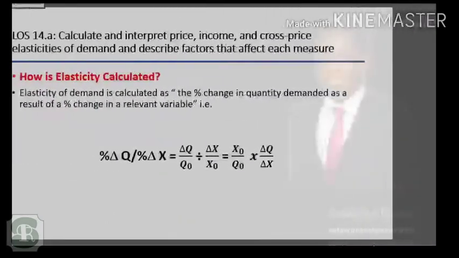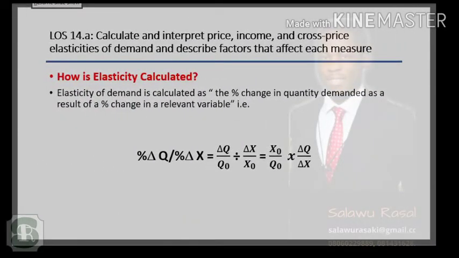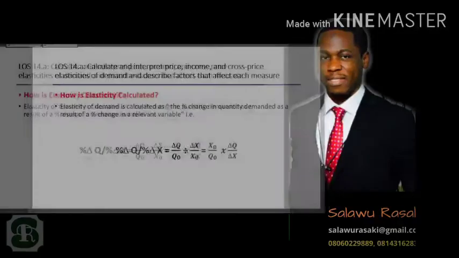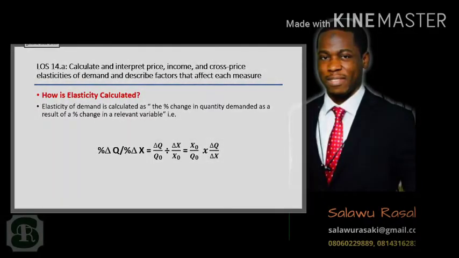This LOS is not asking us about law of demand, but it is nice to know. And the reason I asked for the definition of law of demand is because I wanted to use that as a basis for explaining what elasticity means. So before we go into price elasticity of demand, income elasticity of demand, and cross-price elasticity of demand, the first thing is to even see what elasticity means or how elasticity is calculated. When you say price elasticity of demand, what do you mean?